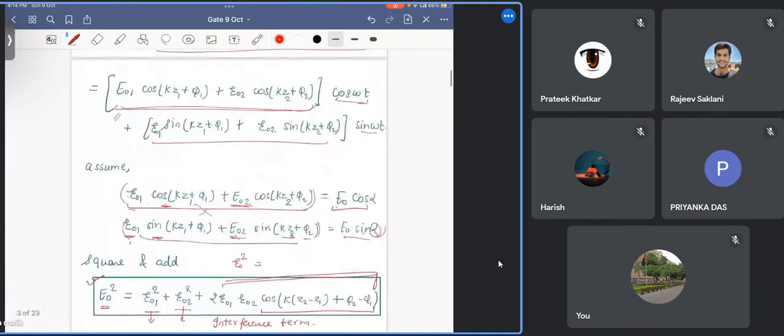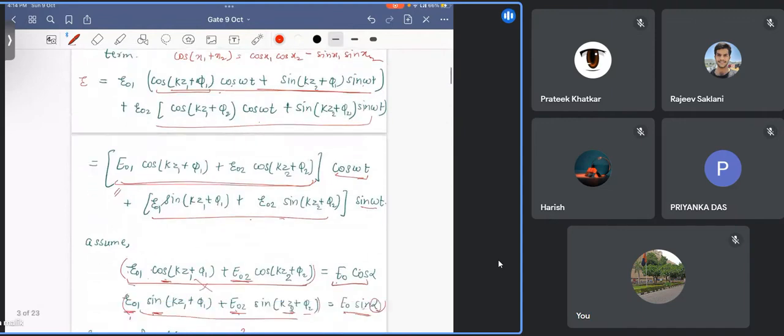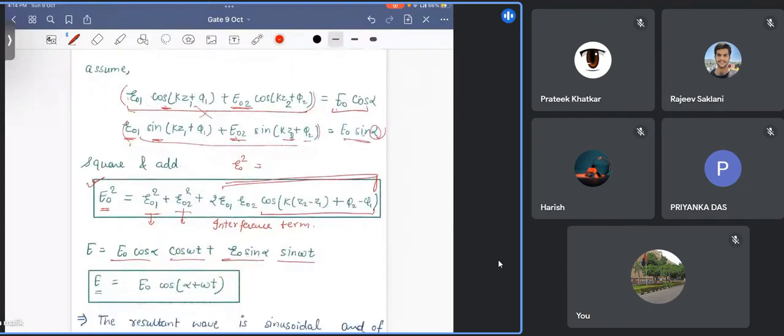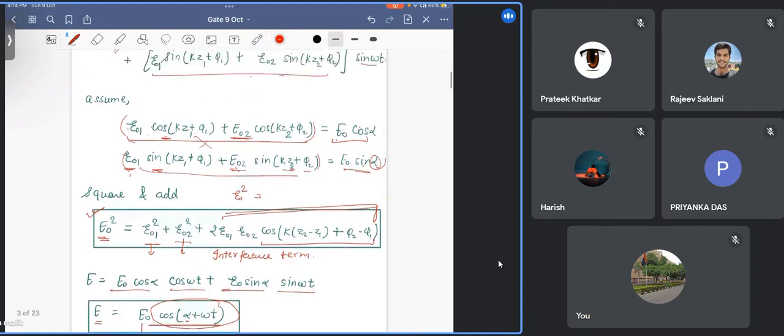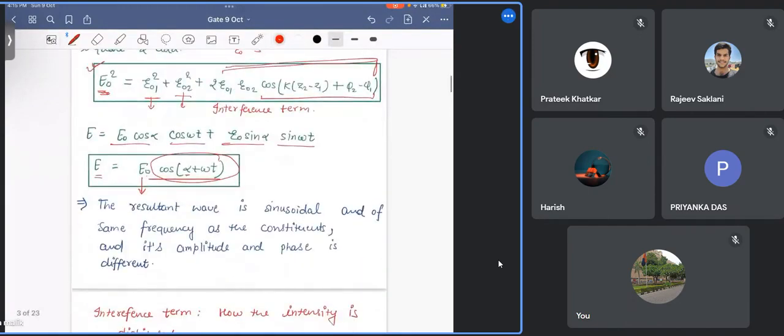And if we put this term as E0 cos alpha and the second term as E0 sin alpha into this expression for E, we are left with E0 cos alpha cos omega t plus E0 sin alpha sin omega t. So E will become again E0 cos(alpha minus omega t). That means our resultant is also a wave, but its amplitude is given by E0 and its phase is given by alpha.